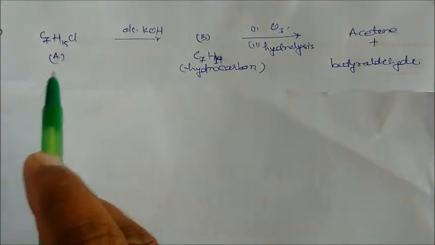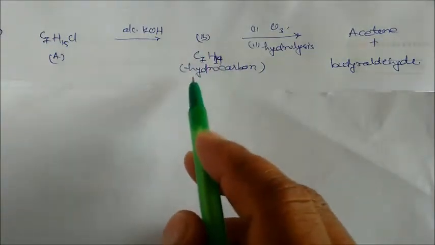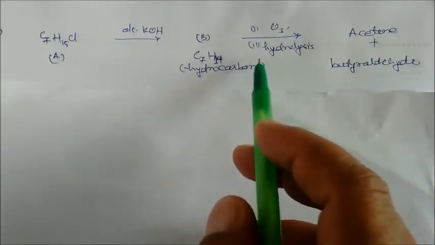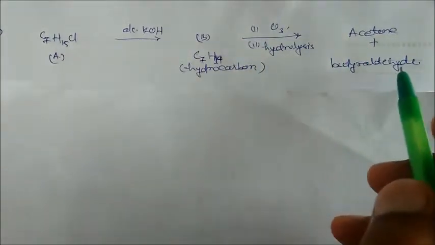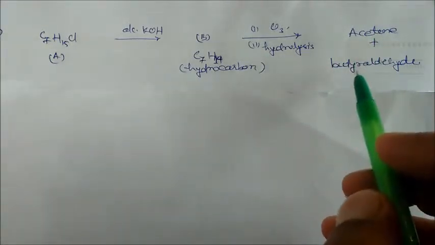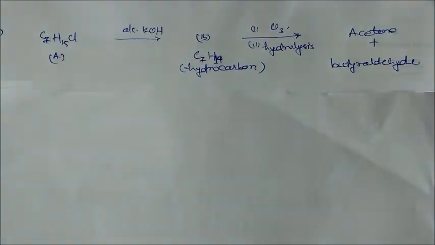C7H15Cl, a compound in alcoholic KOH, will get B, C7H14 hydrocarbon, and again on ozonolysis followed by hydrolysis we are getting acetone plus butyraldehyde. So this is our hint. So acetone, butyraldehyde. So from this we can guess what is the structure of the hydrocarbon. So let us see this answer.